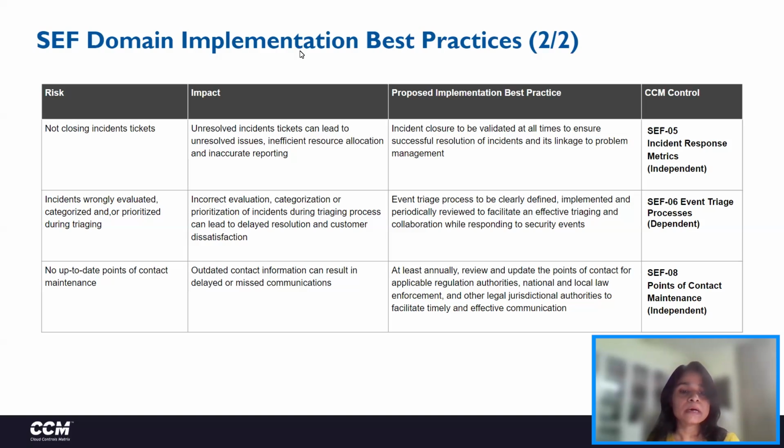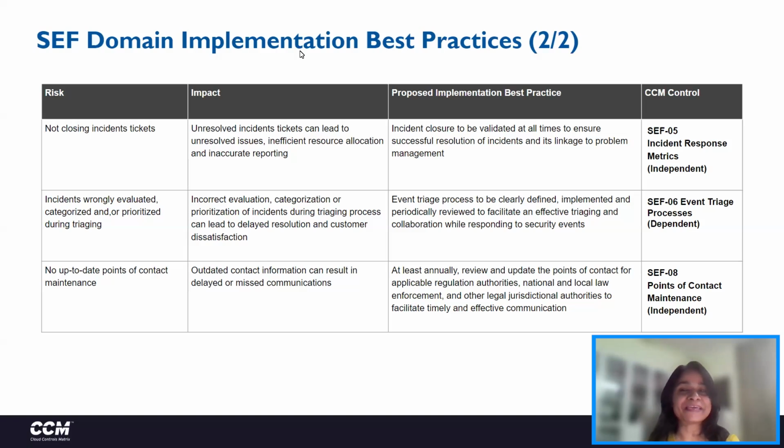The next one, again a common issue: incidents inappropriately classified during triaging. This can lead to delayed resolution and customer dissatisfaction. How do you rectify this? The event triage process must be clearly defined, implemented, and periodically reviewed. Do refer SEF 06 in order to know how you and your CSP have to do that collectively.